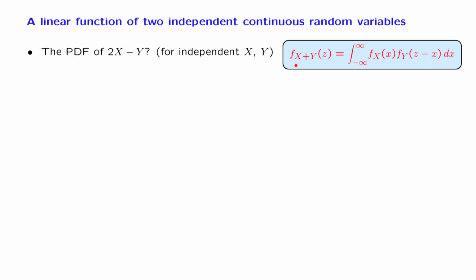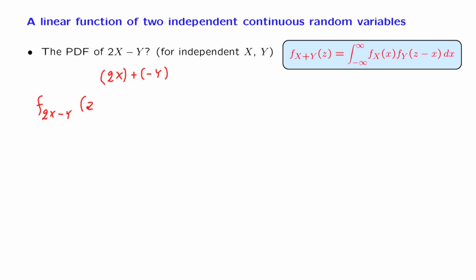How can we exploit the convolution formula that we have in our hands? Well, the trick is to look at this random variable and think of it as the sum of two random variables, the random variable 2X and the random variable minus Y. X and Y are independent. Therefore, 2X and minus Y are also independent. So we're dealing with the sum of two independent random variables. And therefore, we can apply the convolution formula to these particular independent random variables.